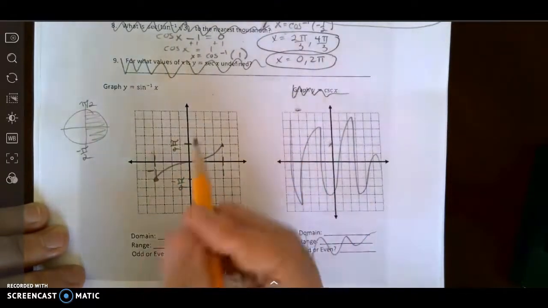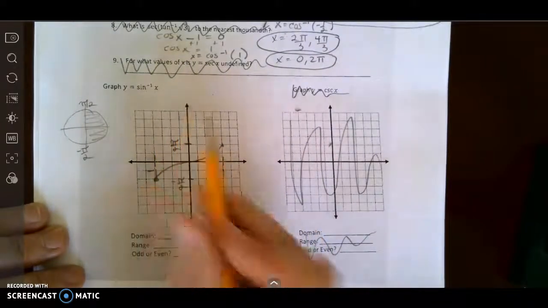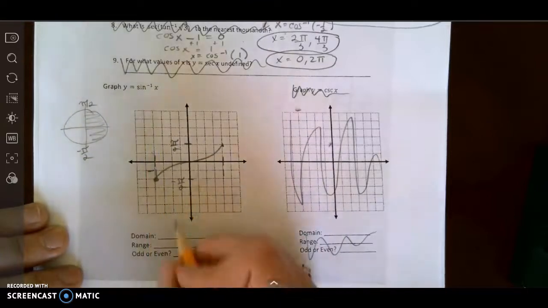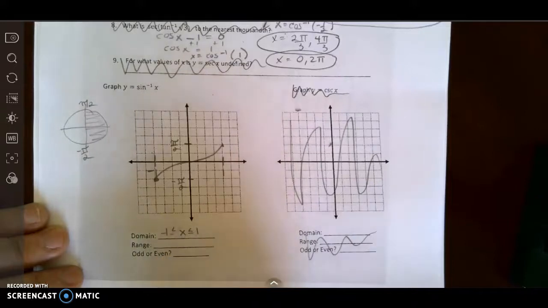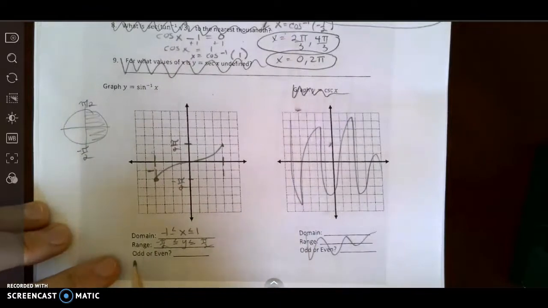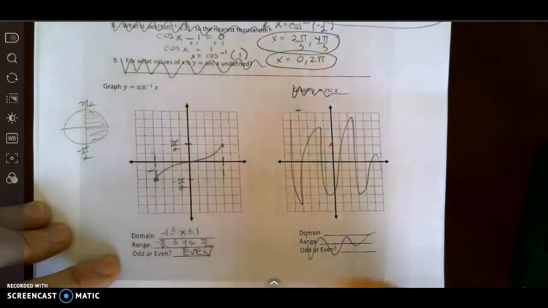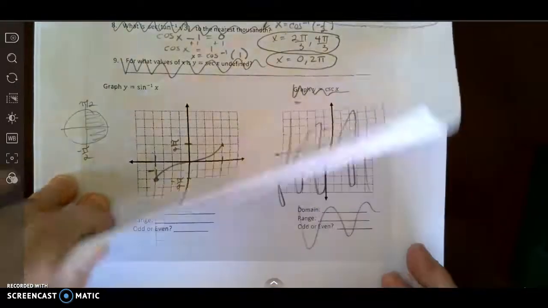like that. And remember, the rest of my sine curve would have gone like that. This is, remember, the inverse, so x and y are switched. So my domain goes from negative 1 to 1. My range goes from negative pi over 2 to pi over 2. Odd or even? Odd means reflect it over the y-axis. Even means rotate it around the origin. This is even. Let's get that graph on the right.